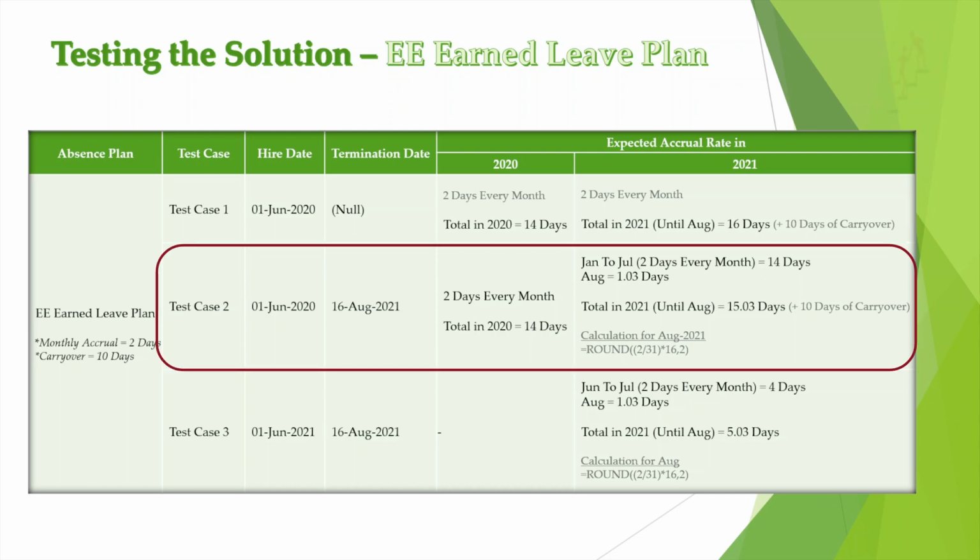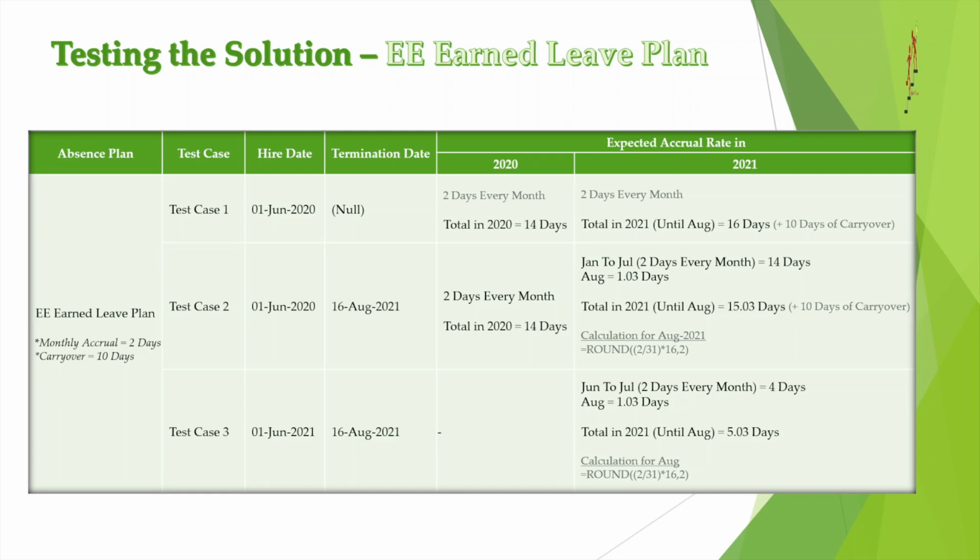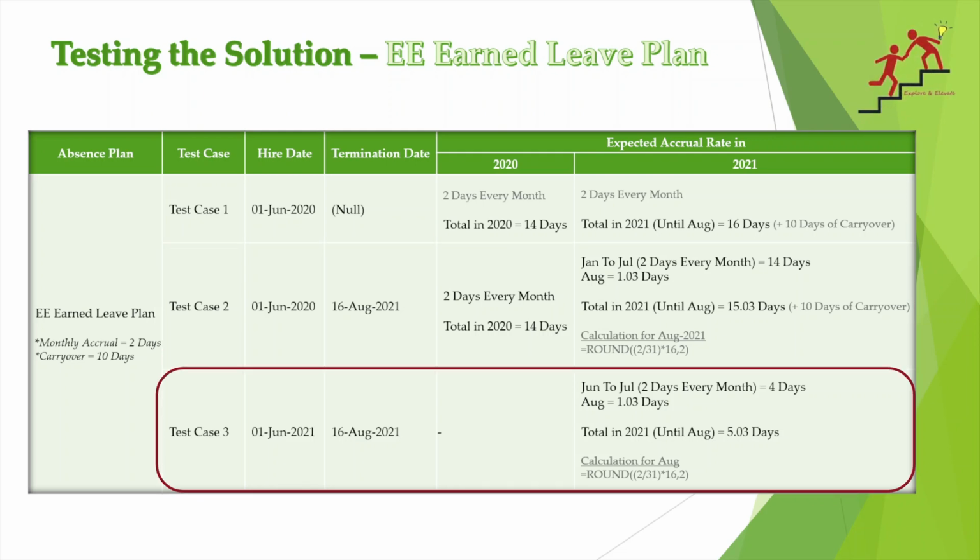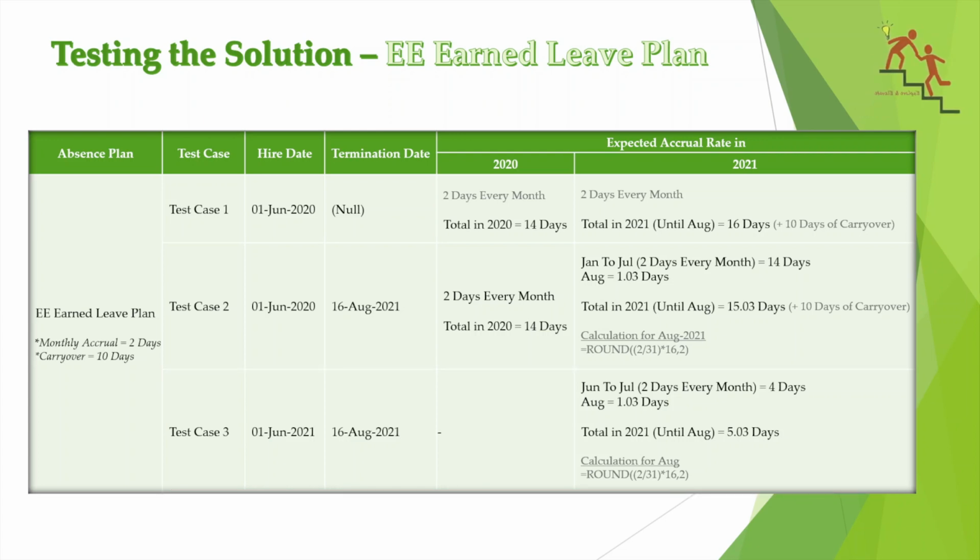The same employee record is used in the second test case. Here, whatever we discussed for the year 2020 remains the same, but the proration should happen in the year 2021 as this employee is terminated as of 16th of August 2021. So from Jan to July, it should be 2 days per month, that is 14 days, and in August it has to be prorated for 16 days, that is from 1st of August until 16th of August, so it will be 1.03 days. And the final test case is almost similar to test case 2, as you can see here. You can see the calculations in this table wherever proration happens.